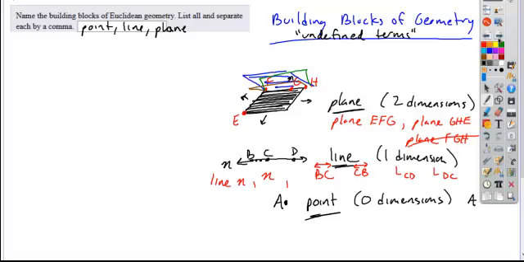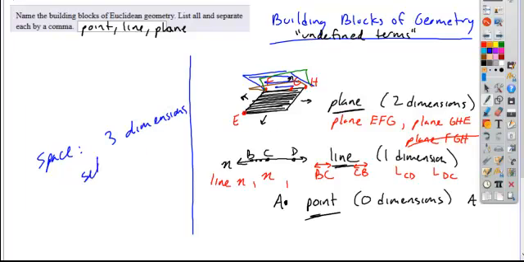All right, there's one more term that's added to this in the text, space. Space is not one of the building blocks, but it is the next progression of this. 0 dimensions, 1 dimension, 2 dimensions. Space is 3 dimensions, and it is the set of all points. Space would be created by stacking an infinite number of planes on top of each other, and so it would encompass all points that exist.